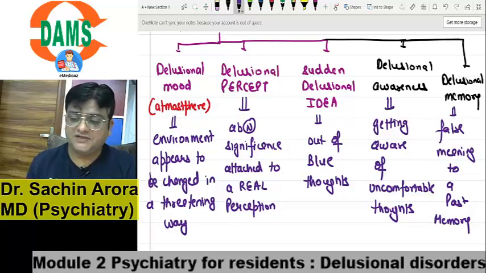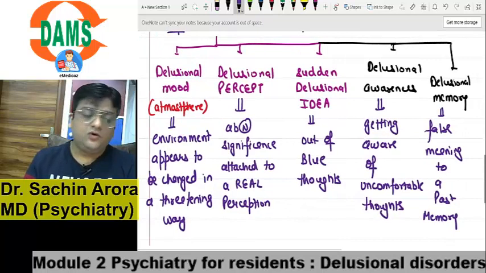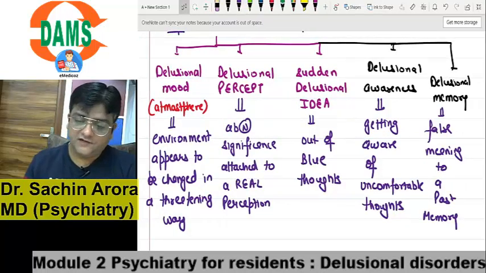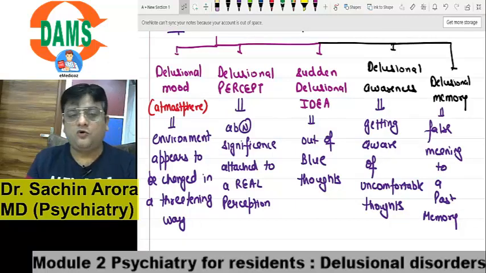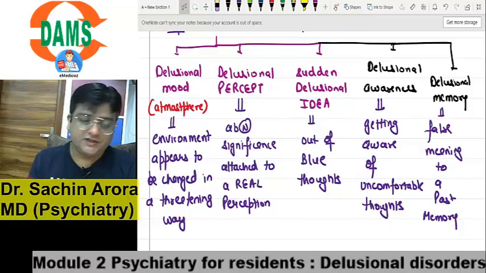All these examples are given in Fish. I would wish to discuss, but that would deviate me from the core topic of delusional disorder. It is just a viva question on delusional disorder that you are supposed to know these things. I would love to discuss, but my core topic today is delusional disorder. This is completely phenomenology, so I have tried to give you the basic things.